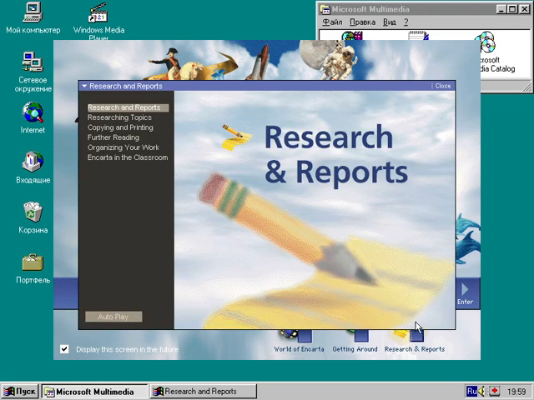Encarta is a comprehensive reference source and a valuable research tool. Here are some of the ways Encarta can help you build reports quickly and easily.